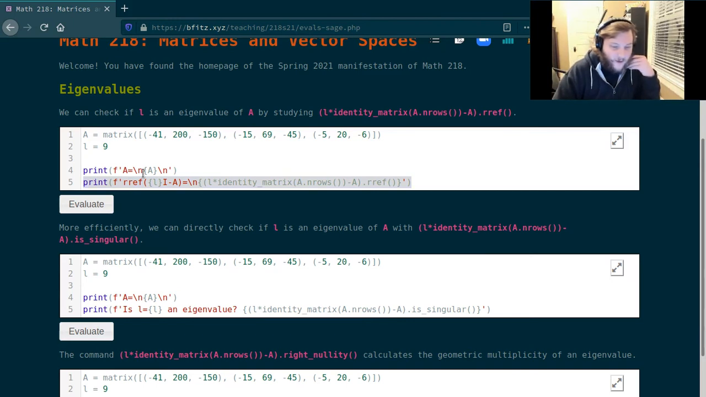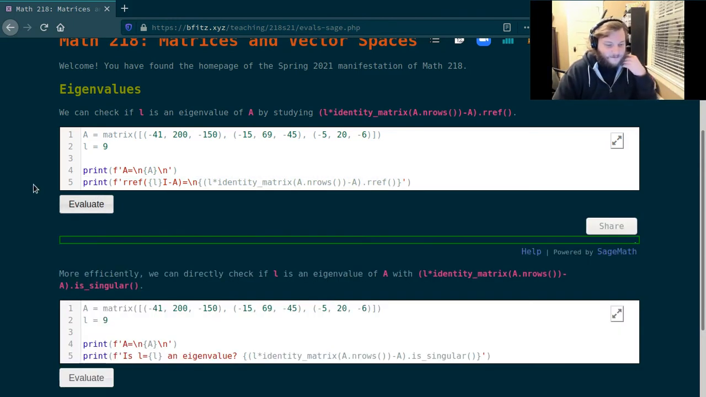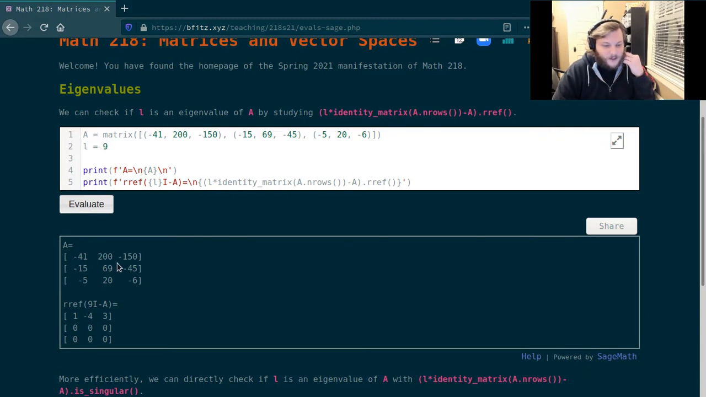So let's click evaluate and see what my default code runs as here. So here I input some particular 3x3 matrix A. So you can see the numbers here are kind of gross. And the L that we input was 9. And so what we're doing is we're trying to figure out if 9 is an eigenvalue of A. And it looks like the reduced row echelon form of 9 times the identity minus A is equal to this particular matrix. And here we see we only have one pivot. The rank is less than the size of the matrix, which is 3. So that tells us that 9 is an eigenvalue here.